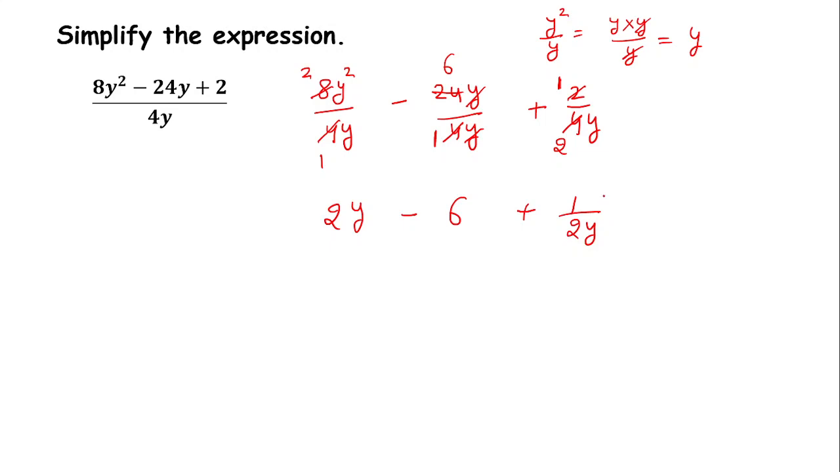If you want to write in more simplified form, you can write that 2y minus 6 positive 1 over 2 is 0.5, and this y goes up and takes this form, y power minus 1. Why? Because here y power 1, if this goes up, the power sign gets changed. So you can write this as the answer or that. It's totally up to you.